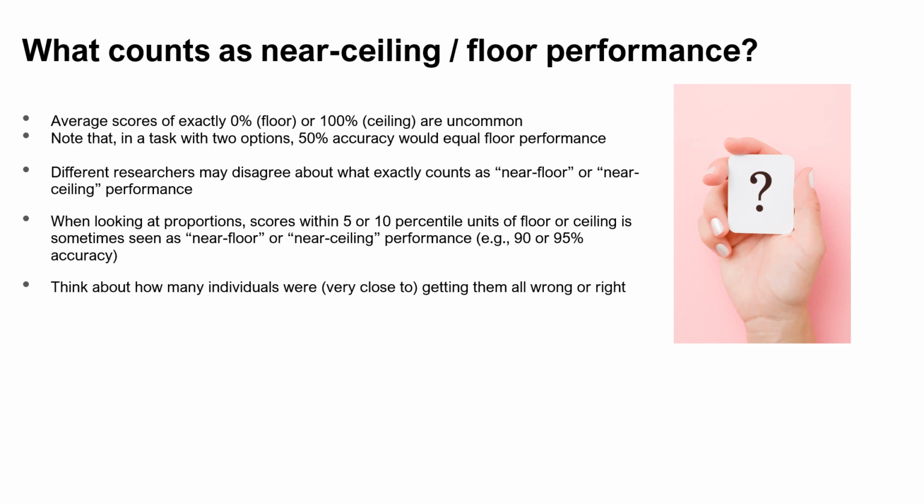But the basic thing you want to consider is to think about, in this specific task, in the specific measure, how many of the individuals were very close to either the bottom or the top of the scale. So in this case, how many people in at least one of the conditions got basically all of the questions wrong or all of them right. And if that is a substantial proportion of your participants, that also is a sign that floor effects or ceiling effects might be causing some issues.